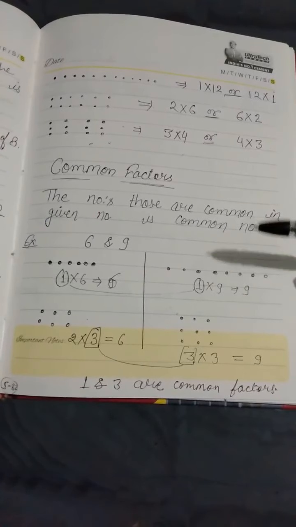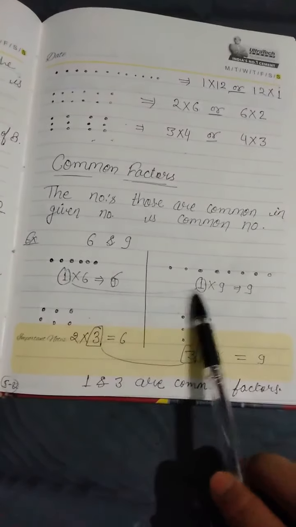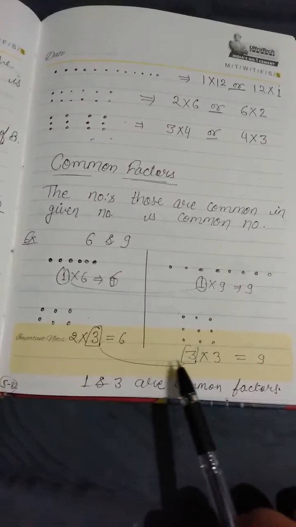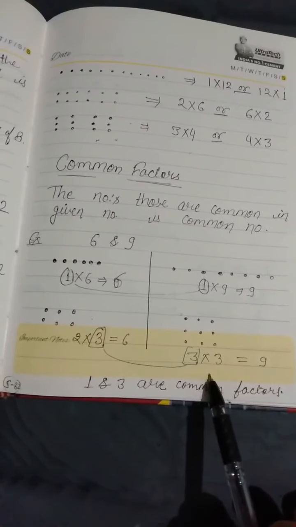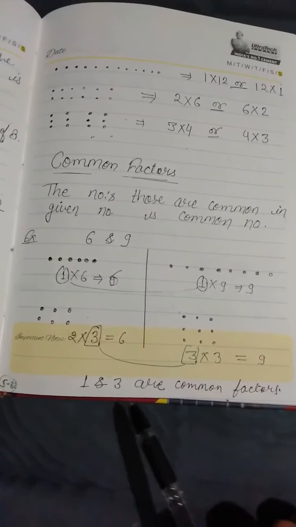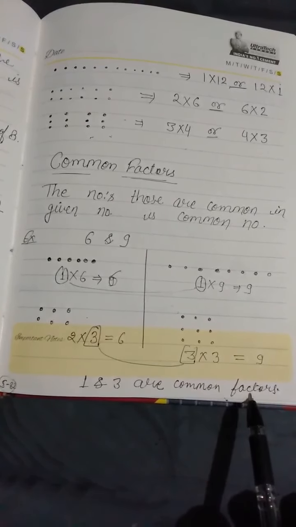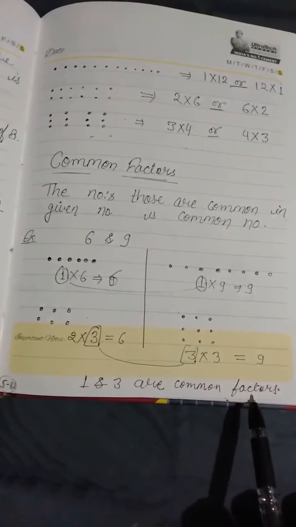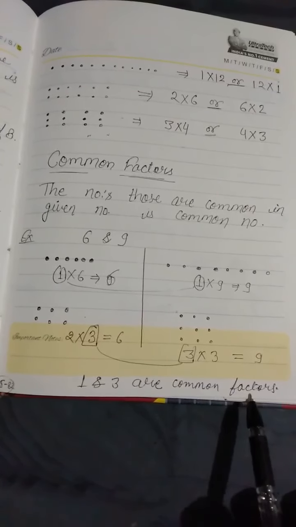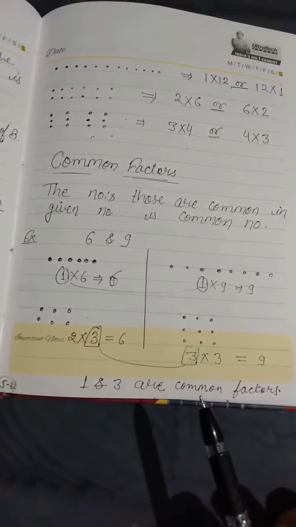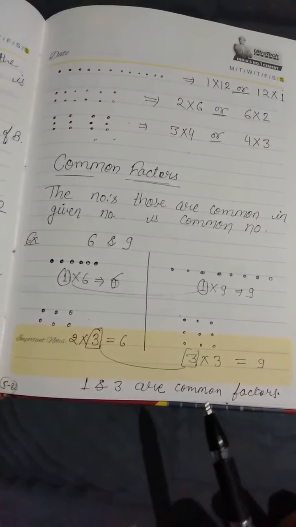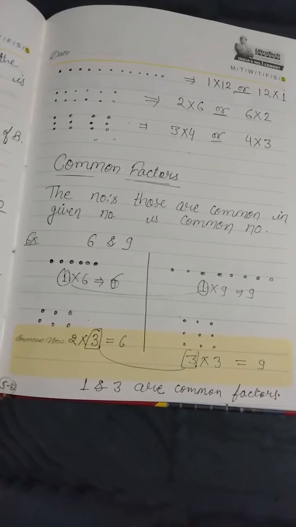So what are the common ones? Here 1 is common in 6 and 9, and 3 is also common in the factors of 6 and 9. So we can say that 1 and 3 are common factors of 6 and 9. That means common factors are generally the common numbers in the factors of the numbers. Okay.